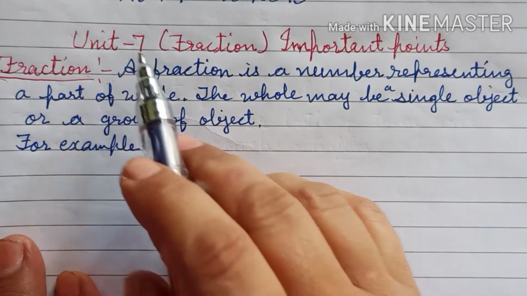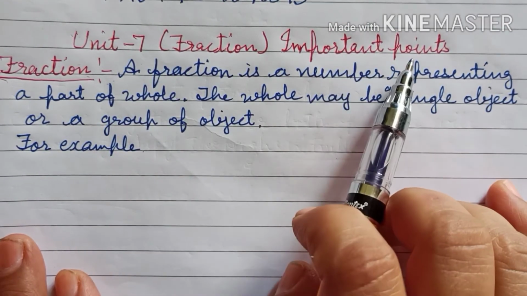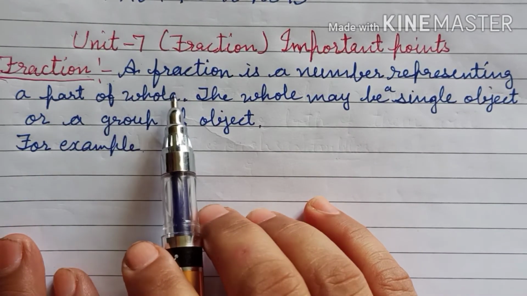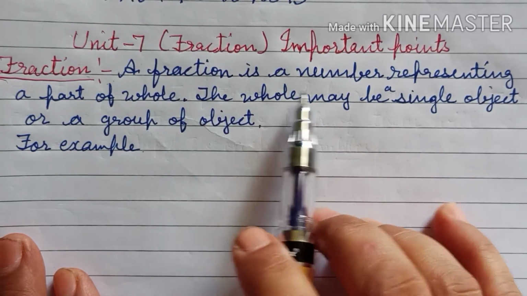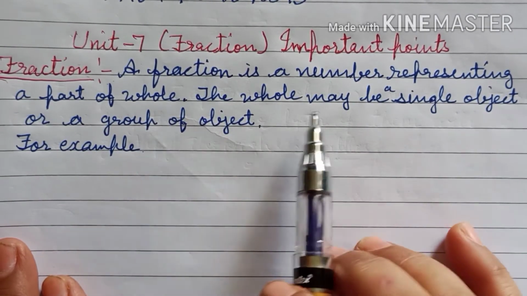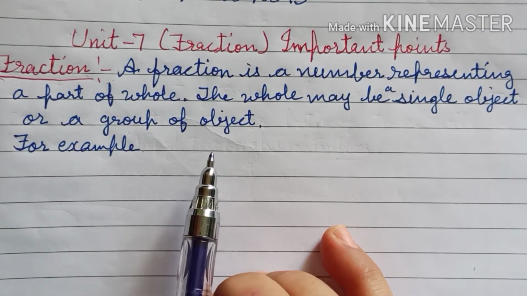Hello everyone. Today we will start Unit 7, Fraction. Important points. Fraction. The definition of a fraction is: a fraction is a number representing a part of a whole. The whole may be a single object or a group of objects.